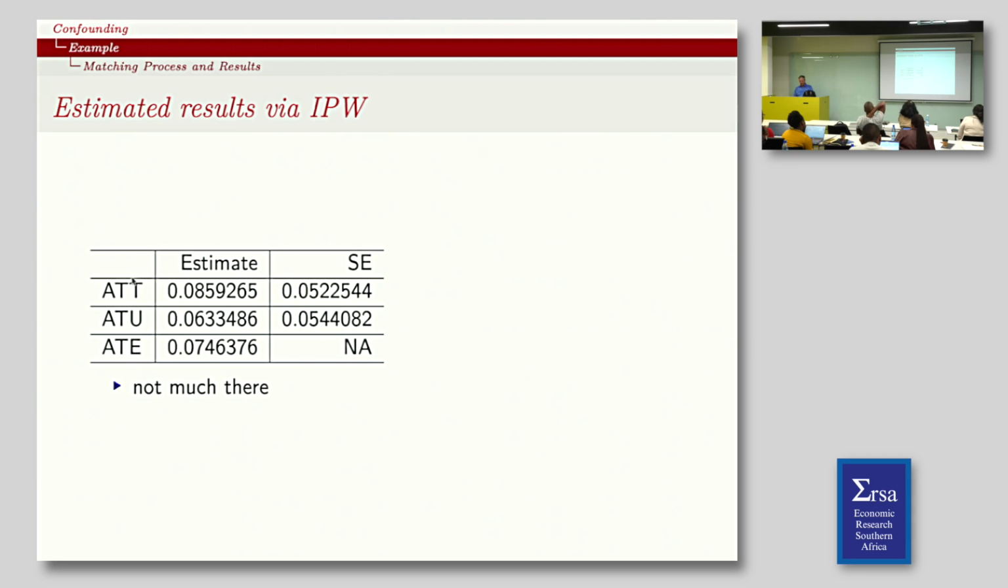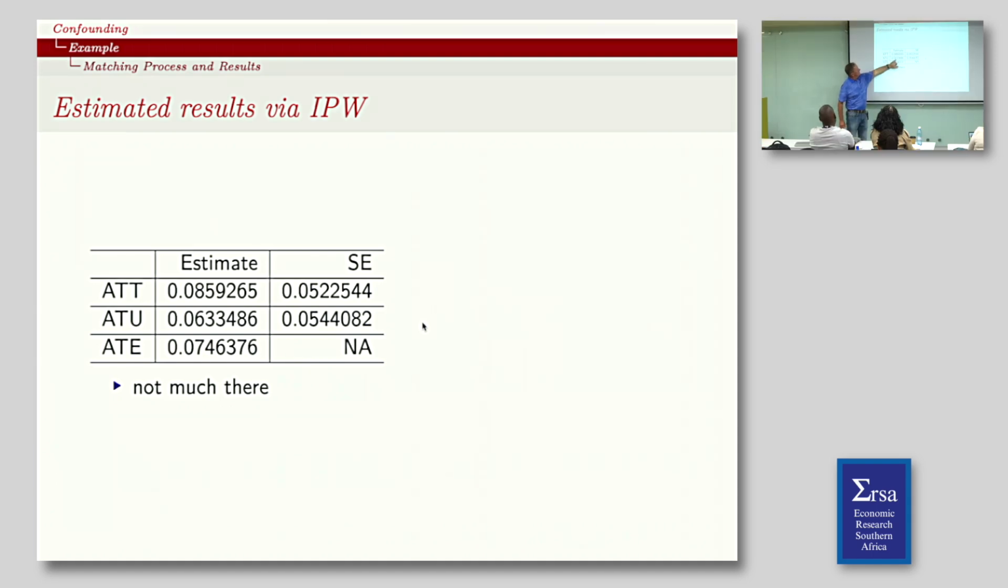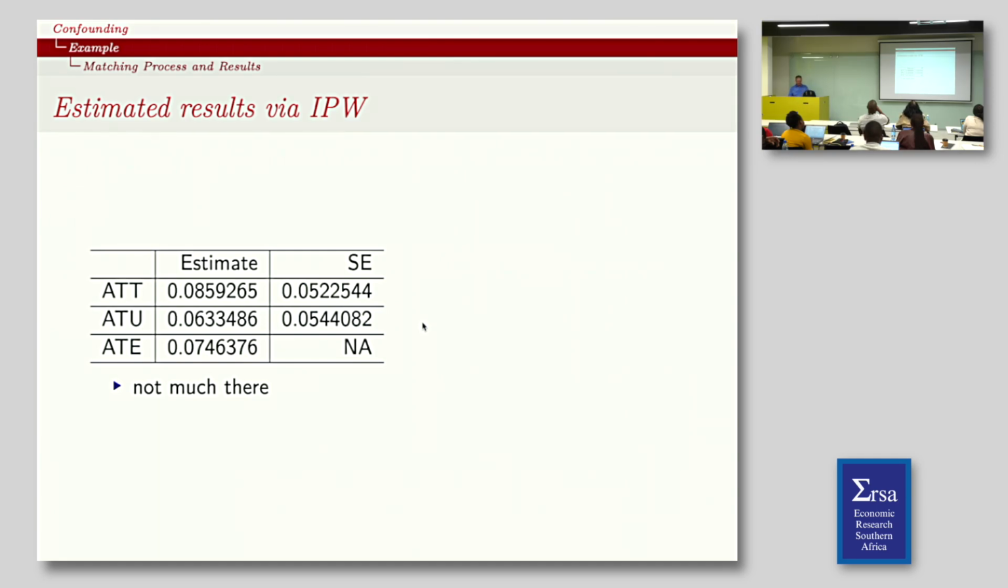The average treatment on the untreated is essentially statistically insignificant, and the average treatment effect overall is the average of these two. So you've got 0.086 plus 0.063, which is about 0.15, and this is about half of that. So it's the average of the two. Not a big effect. Admittedly, slightly more than I expected, given the initial data.